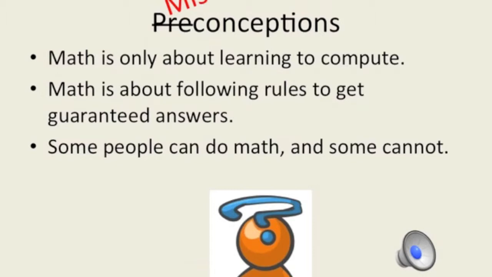These 3 preconceptions are: 1. That math is about learning to compute. 2. That math is about following rules to get guaranteed answers. And 3. That some people can do math and some cannot.